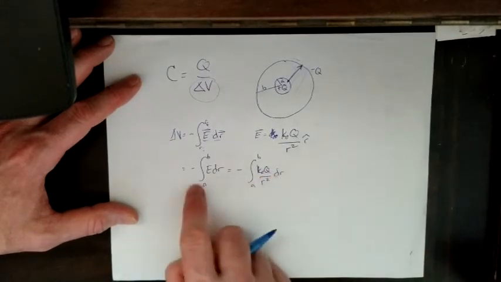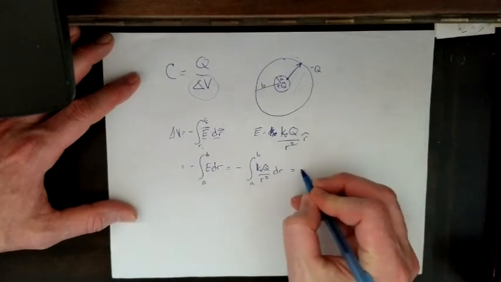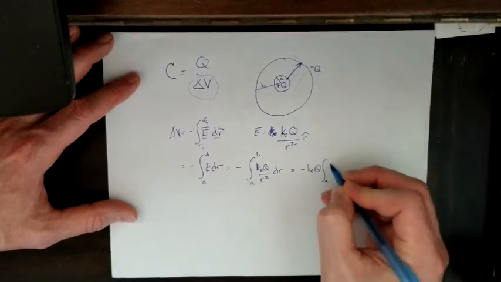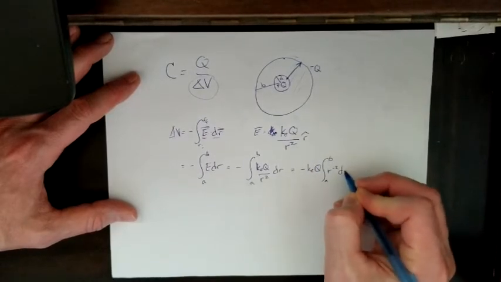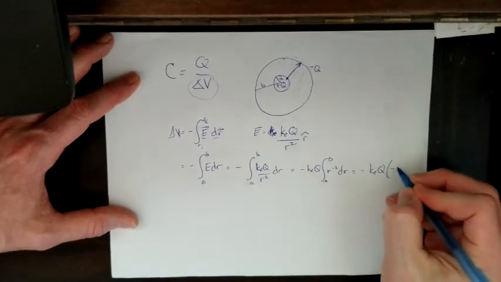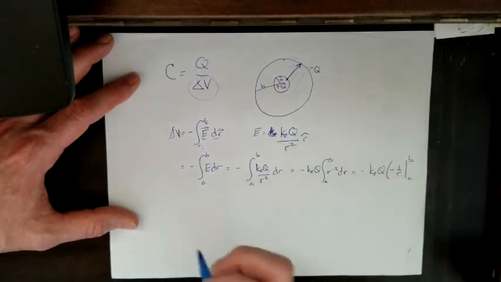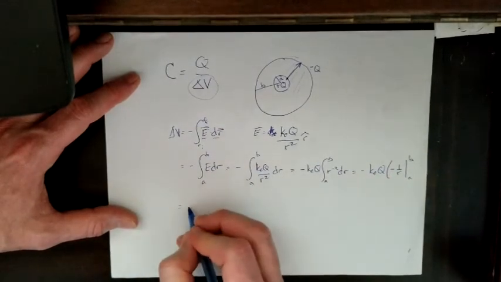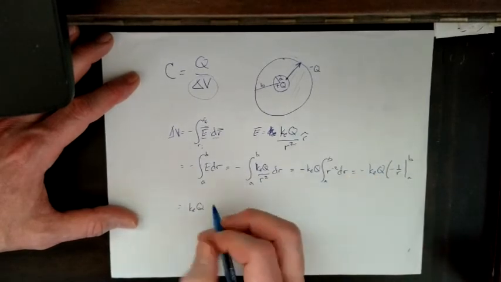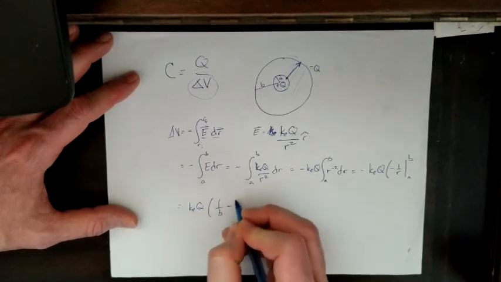k_e and Q are constants, so we can pull those out. So this is equal to negative k_e Q integral from A to B of r to the negative 2 dr, which is negative k_e Q times negative 1 over r from A to B. The negatives will cancel out, and so my voltage here is k_e Q times 1 over B minus 1 over A.